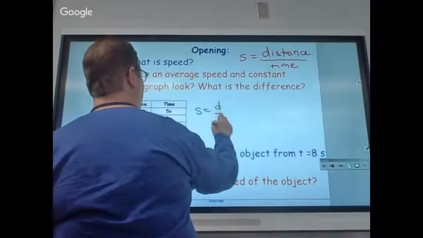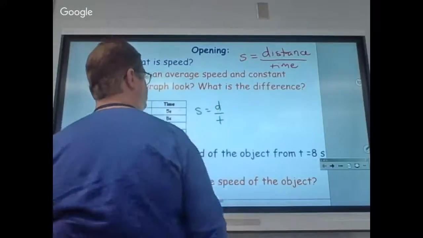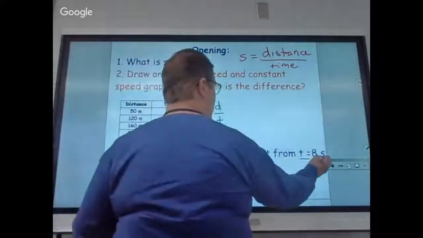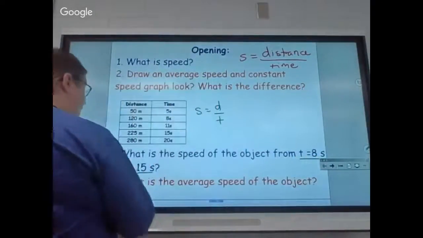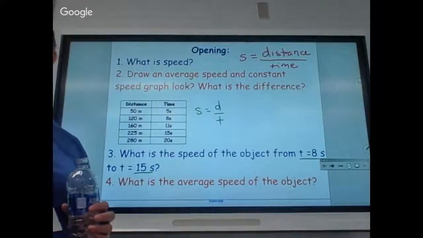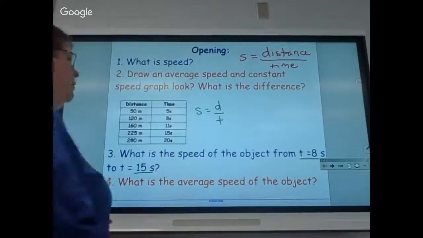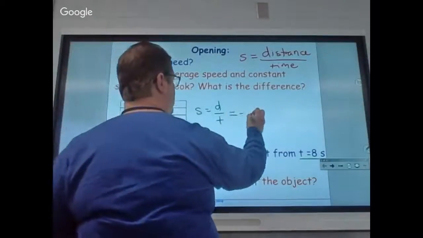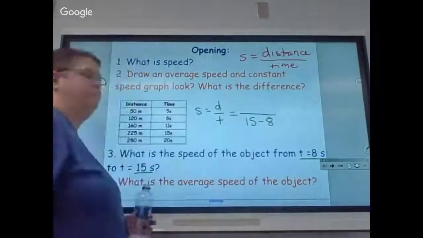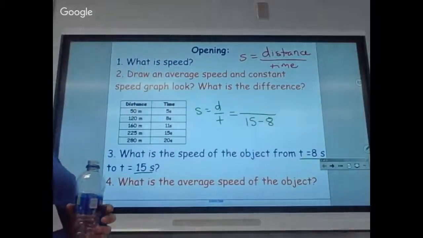How many different times do you have in this question? How many times are there? This is what time? There's 2 times. So what do we do anytime there's 2 times in the question? You got to subtract them, okay? So on the bottom where time is, we're going to take that 15 and that 8, and we're going to subtract them. Does that make sense, Tyler?